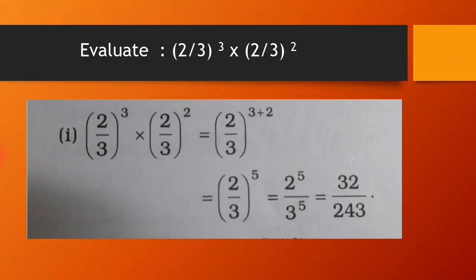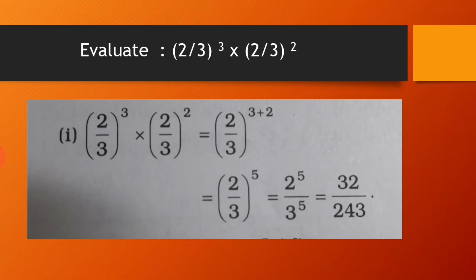Let's do the first example sum now. Evaluate (2/3)^3 × (2/3)^2. Look at the answer. (2/3)^3 into (2/3)^2 is equal to, like I told you, the first law: 2/3 is the same base, so the powers become added, 3 plus 2.